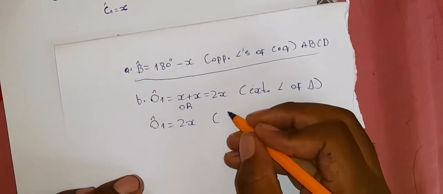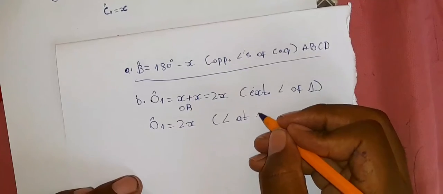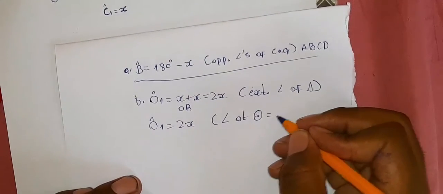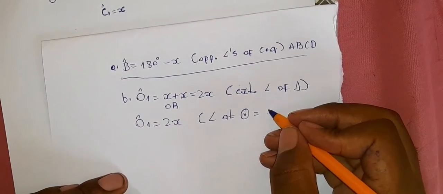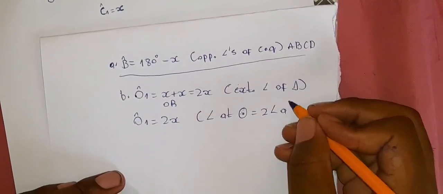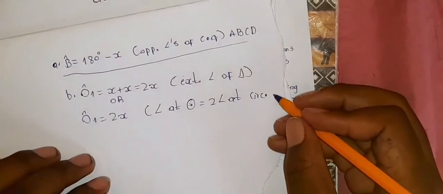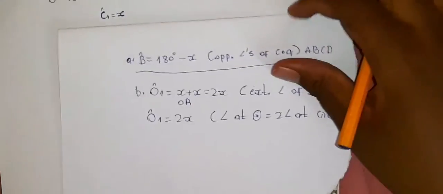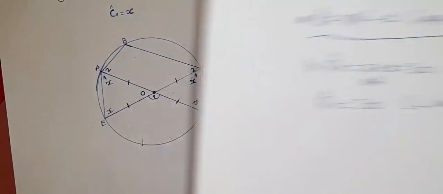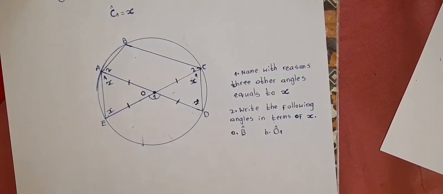So the angle at the center is twice the angle at the circumference. You can finish with that. And this is how you answer these types of questions. I believe we are done here. I will see you in the next video.